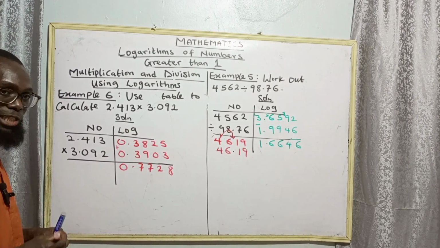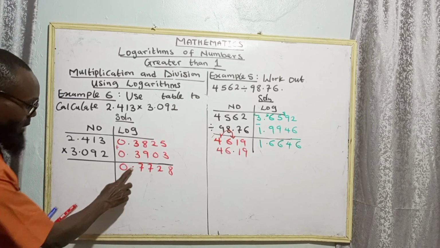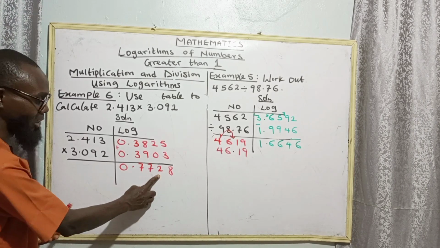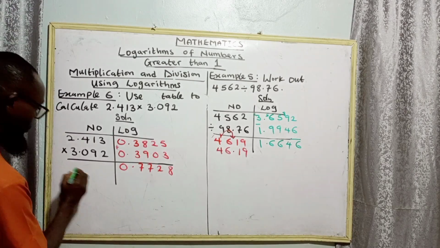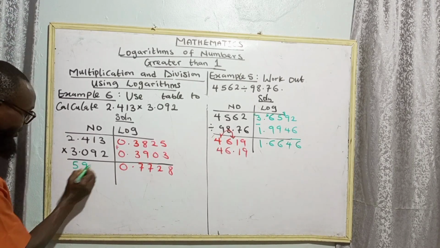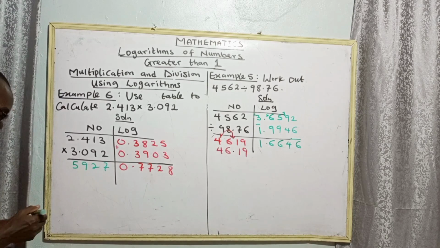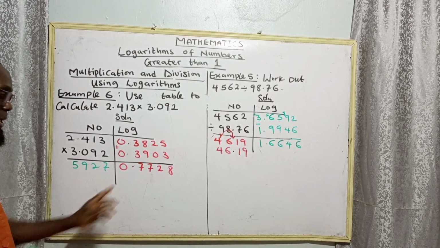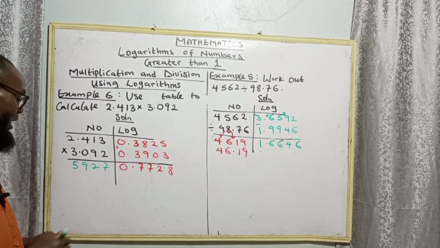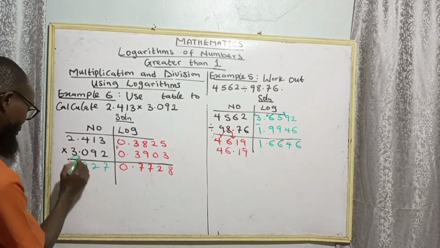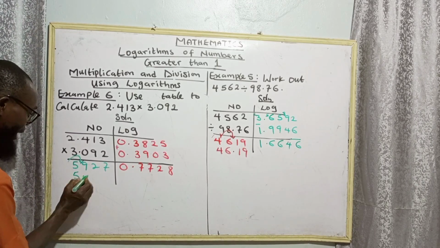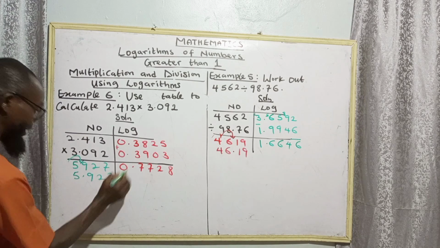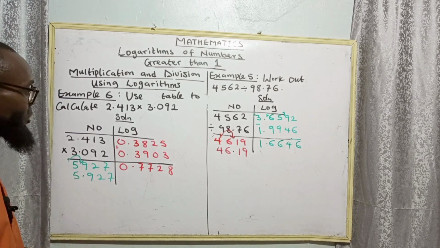The next thing is to go and check your antilogarithm. 0.77 under 2, difference 8. We have 5927. The last step is to now add 1 to this integer and move the decimal point 1 times. So we have 5.927.